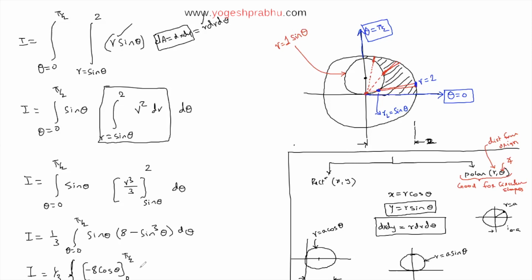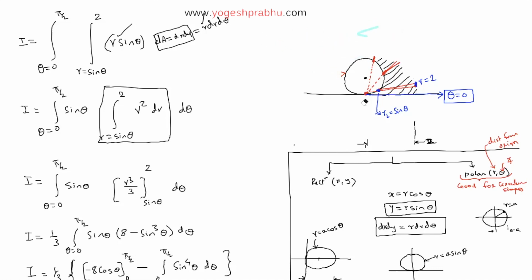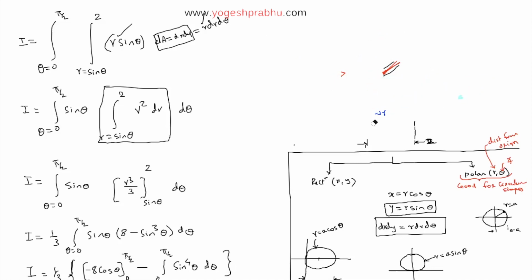Right? Yeah. Minus, integral from 0 to pi over 2 of sine cube. Yeah. Now, how do you solve this question? I have a technique of solving this. I'll tell you the technique. Do you know beta gamma functions?